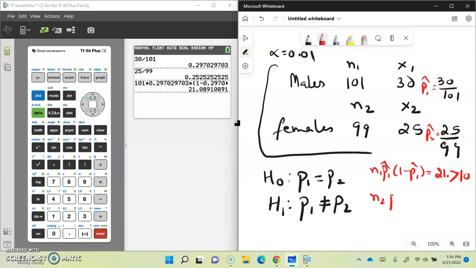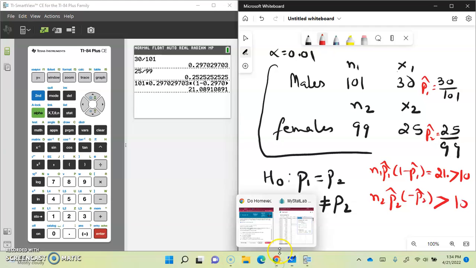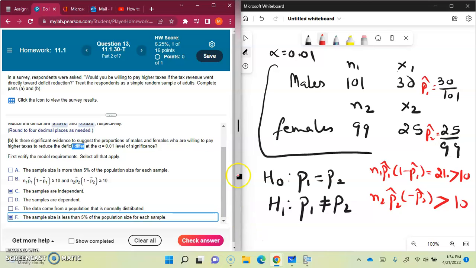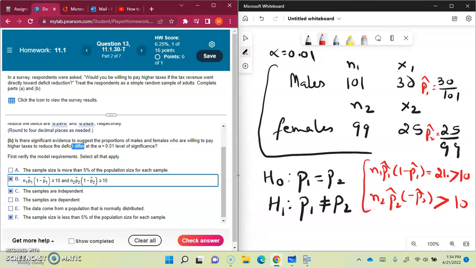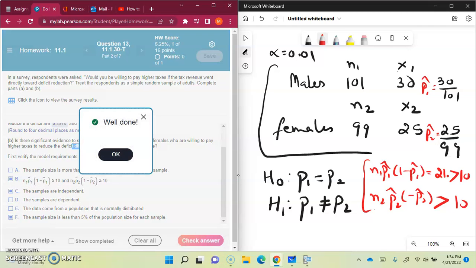Similarly, you can check that N2 times P2 cap times 1 minus P2 cap is also more than 10. I'm assuming you can check both of them using calculators. Both of them are coming more than or equal to 10. We're going to say the requirements are verified.